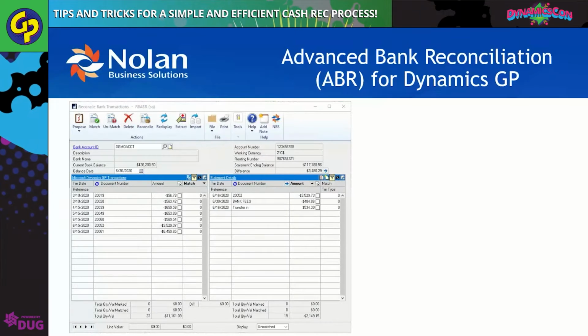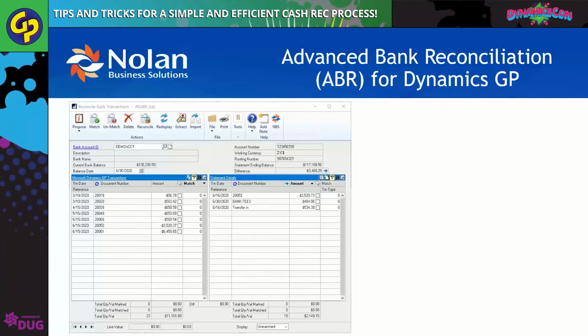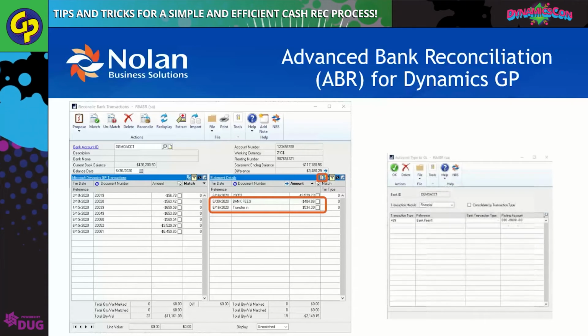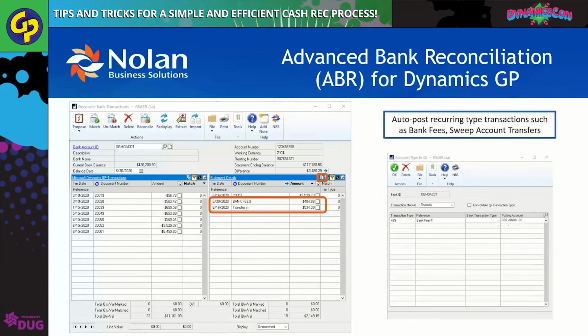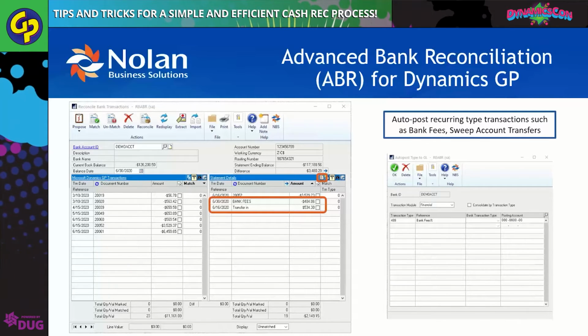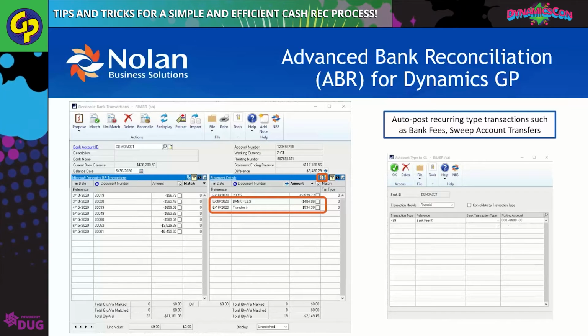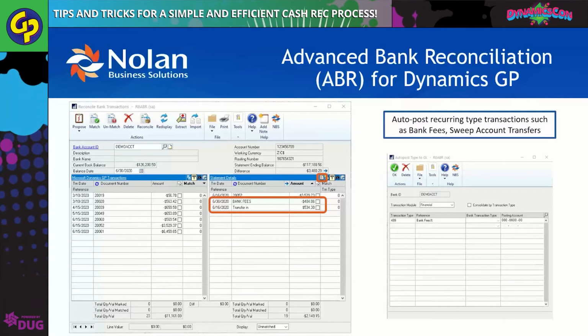The next step is about auto posting any remaining bank transactions that might be recurring in nature. Perfect examples of recurring transactions would be bank fees and sweep account transfers, to only name a few. So if there is a recurring element in the transaction type associated with the bank transaction or in its reference or description, a posting mapping table can be set up at the account level to automatically generate journal entries to the specified posting account.